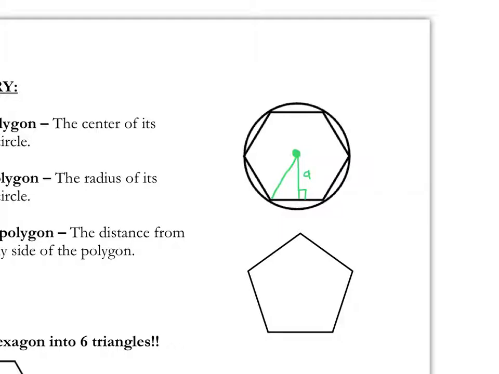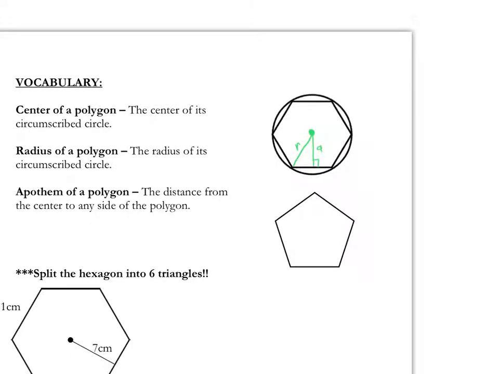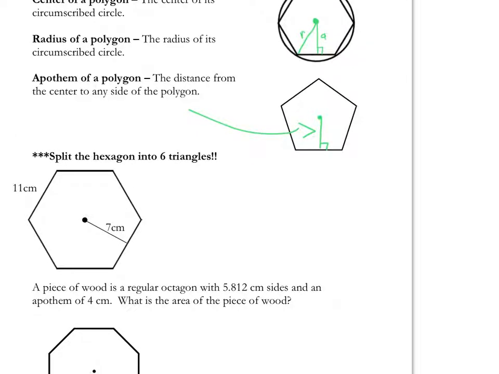We'll talk about that. And this is my radius, and that's my apothem. Distance from the center to any side of the polygon. From the center to any side that's perpendicular. So that's going to be my apothem. In order to find these, we are going to actually just do the triangle formula. Then we don't have to memorize a new formula and all of that. We're going to split this hexagon into 6 triangles.